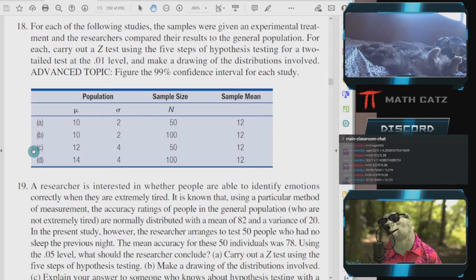We're not going to do all of it. We'll do number C, but let's read through it to see what it's all about in case you don't remember the previous question or you haven't done it. The previous video B1. For each of the following studies, the samples were given an experimental treatment and the researchers compared their results to the general population. For each, carry out a z-test using the 5 steps of hypothesis testing for a two-tailed test at a 1% level and make a drawing of the distributions involved. Also, let's find a 99% confidence interval. One thing at a time though.